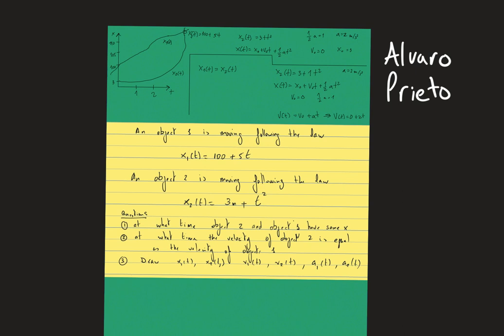Number one says an object is moving following the law x1 of t, which equals 100 plus 5t. And then object 2 is moving following the law x2 of t, that equals 3 meters plus t squared. Question 1 says, at what time do object 2 and object 1 have the same x?